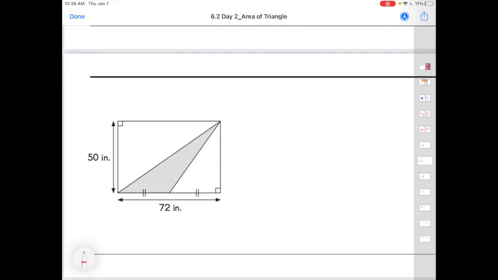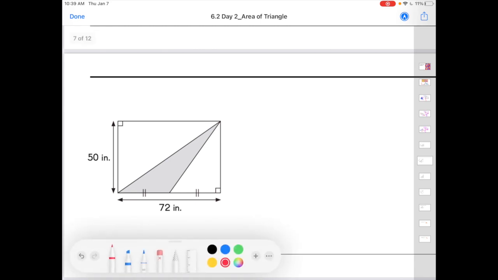The next few problems we're going to look at are going to require you to do a little thinking. They don't just give you the measurement of the base and the height. You have to have a little background knowledge in geometry and some of the symbols in geometry. So I want to point some things out to you that will help you think through these next few problems. So first, let's classify this triangle, of course.